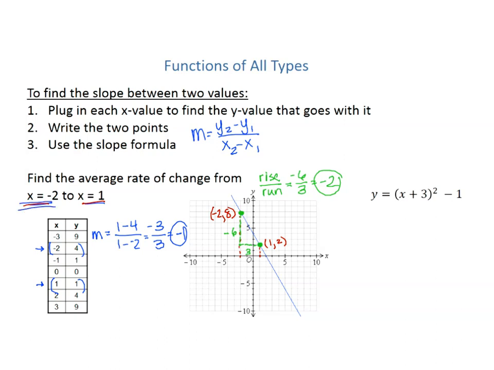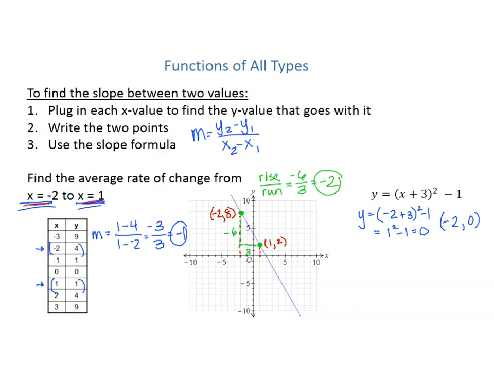So when I plug in, my first x value is -2. So I would have y equals (-2 plus 3) squared minus 1, which is -2 plus 3 is 1, squared, minus 1, which is 1 minus 1, which is 0. So there's my first point. I plugged in -2, and I got 0.